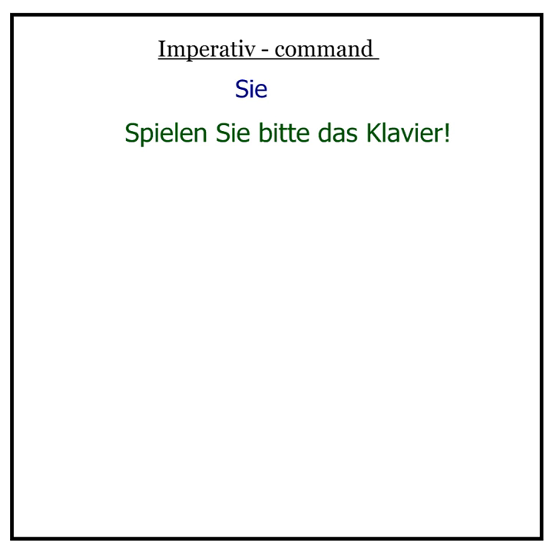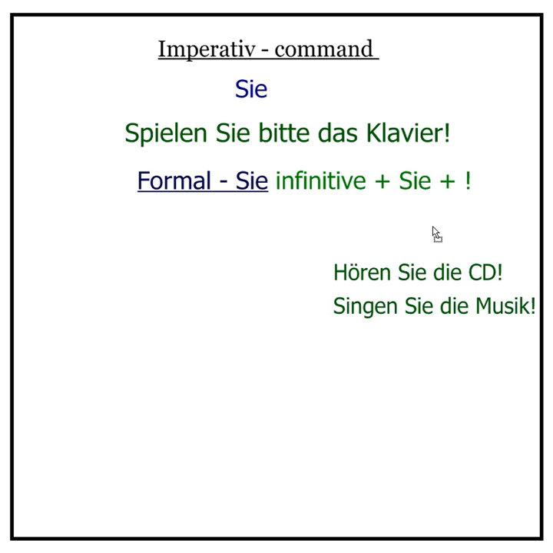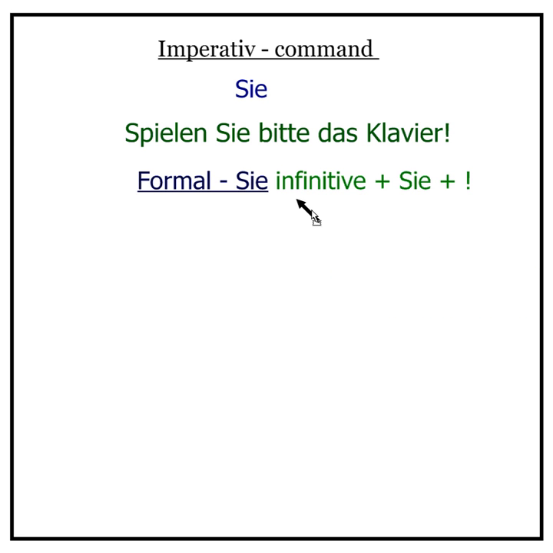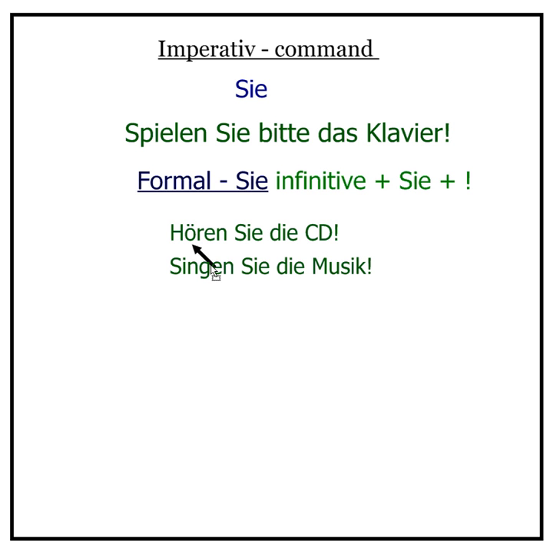We can consider the rules to create the imperative in each of the 4 cases like a mathematical formula. For the formal Sie, our formula is infinitive plus Sie, plus exclamation point. So, hören Sie die CD. Listen to the CD. Infinitive plus Sie plus exclamation point. Singen Sie die Musik. Sing the music. Infinitive, Sie, exclamation point.